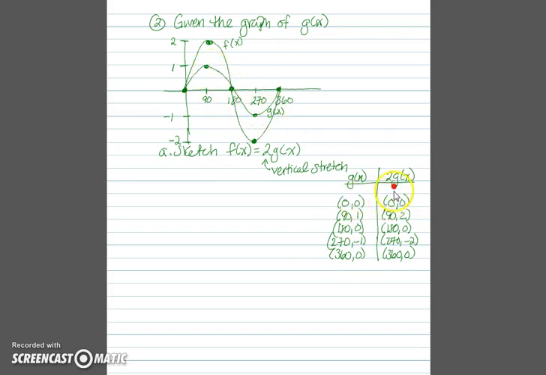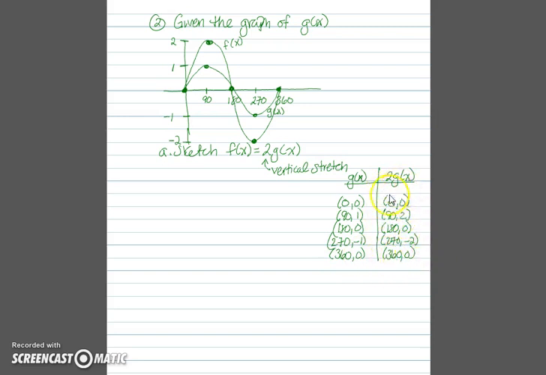And then now I'm taking each of these ordered pairs, taking the y values only, and multiplying them by 2. So the first ordered pair doesn't change, but the second one goes from 90, 1 to now 90, 2. Third ordered pair does not change, but the fourth one goes from 270, negative 1 to 270, negative 2. And the last ordered pair also does not change because the y-coordinate is 0.